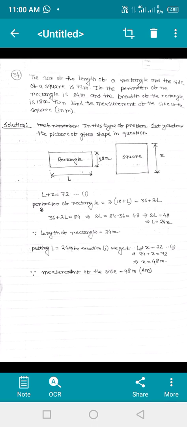We put the value L equals 24 meter in equation 1. We get 24 plus x equals 72, so x equals 48 meter. Therefore the measurement of the side of the square is 48 meter.